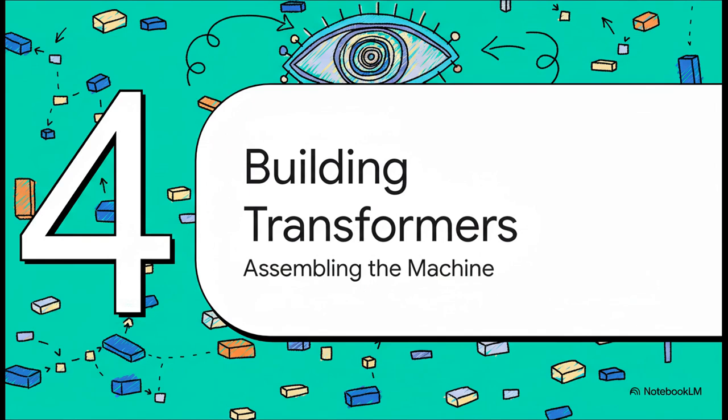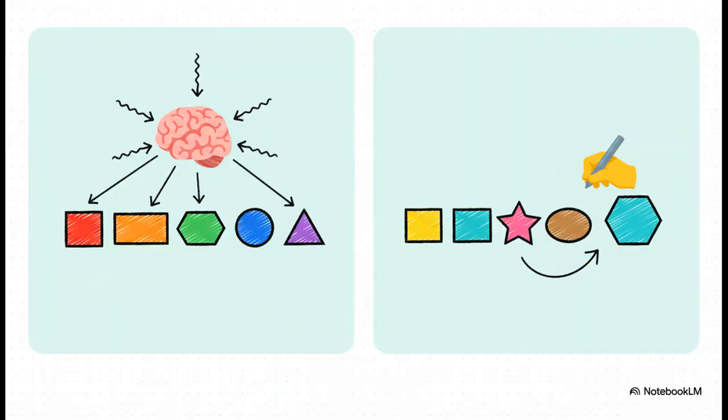So, there we have it. We've got our building blocks: tokenization for reading, positional encoding for understanding word order, and attention for grasping context. Now, let's see how these parts are put together to build the powerful AI models we use every single day. You see, these parts can be assembled in a couple of different ways.